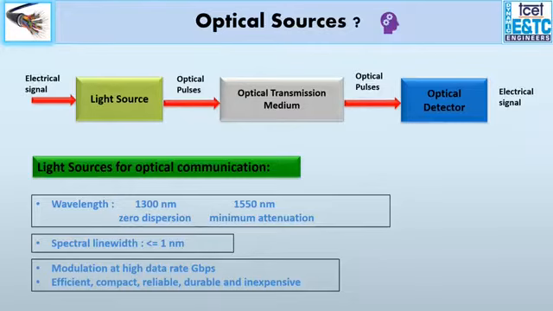As we know, the reason for the dispersion is the large spectral width. So the beam width of the source should be as small as possible, because that will help us to transmit high data rates, because that will limit the dispersion. It should be efficient, compact, reliable, durable, and inexpensive.